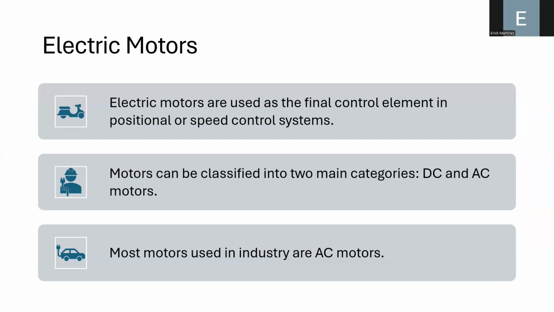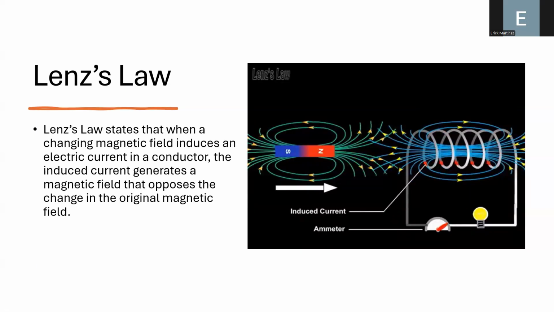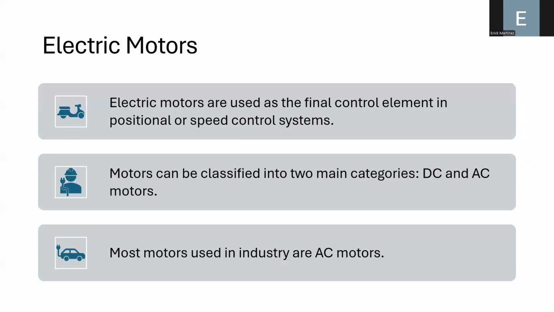So for electric motors, these are the three main basic principles: Lenz's law, Ampere's law, and Faraday's law. These are the three main electromagnetic laws that we need to understand in order to see why the electric motor works as it does. So we are interested in studying the behavior of electric motors because they are typically the final element in many positional or speed control systems.